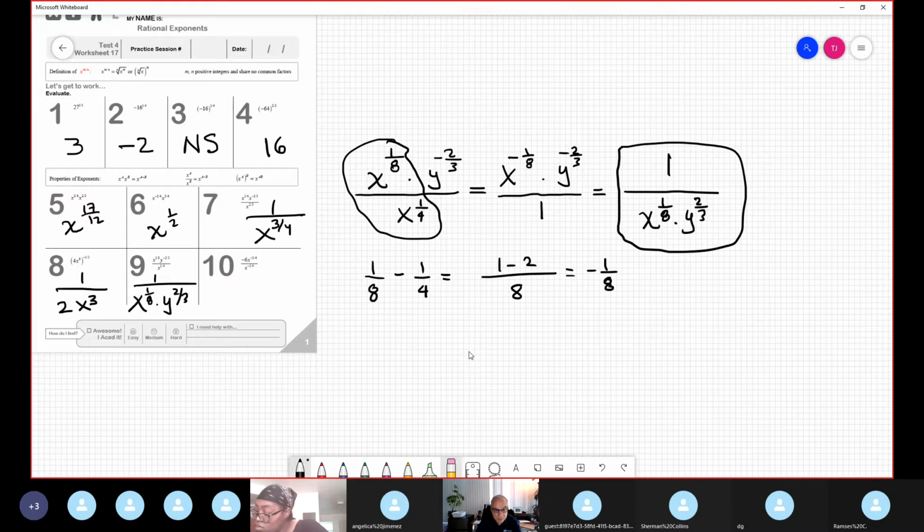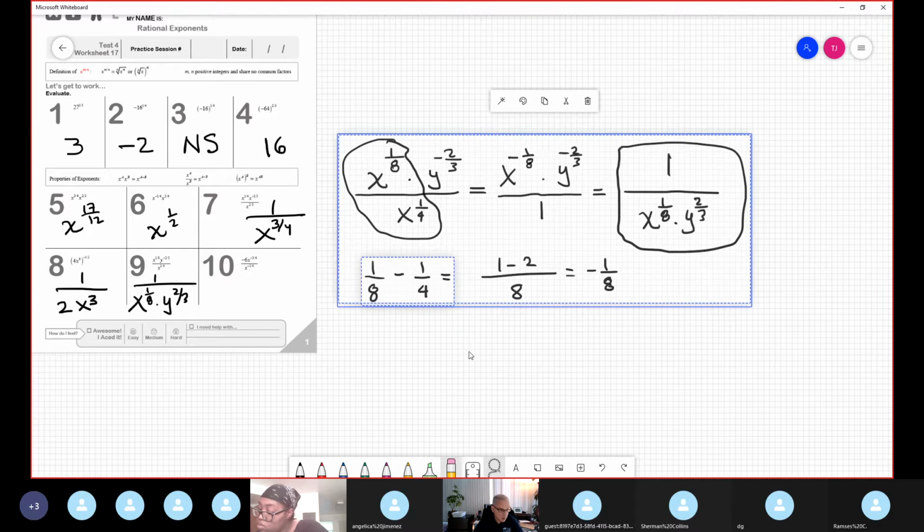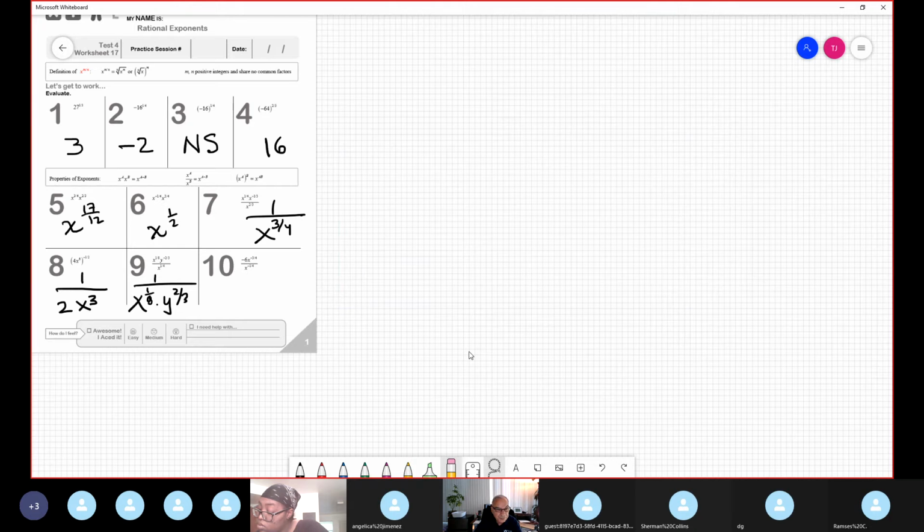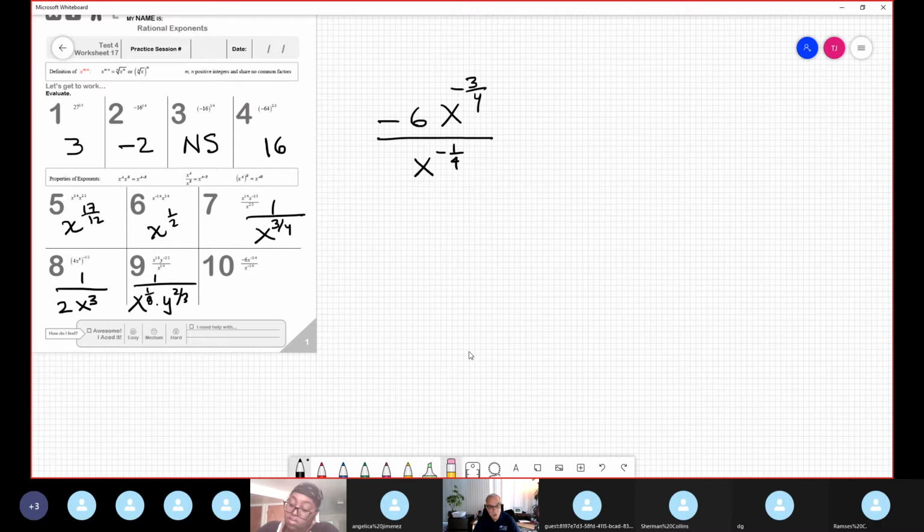Okay, let's do the last one. The last one is -6 x to the -3/4. But you see, you need to be aware of any combination, positive or negative. My recommendation: you can manipulate the negative, but I don't like it.